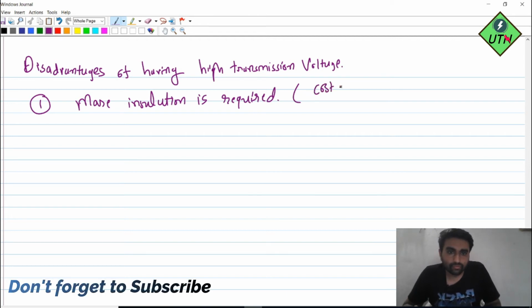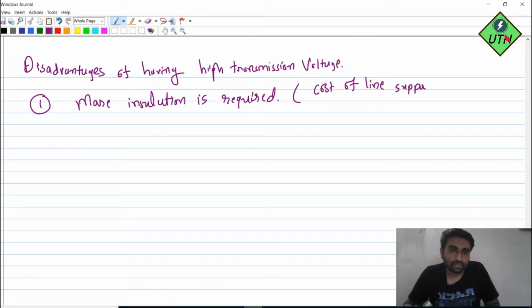The cost of line supporters: if insulation is increased, the weight of the conductor is also going to be increased, and so are the supporters that we have in the transmission tower, which has the cross arms, the holders of the conductor. The cost of that equipment is going to be increased. So that is the first disadvantage.